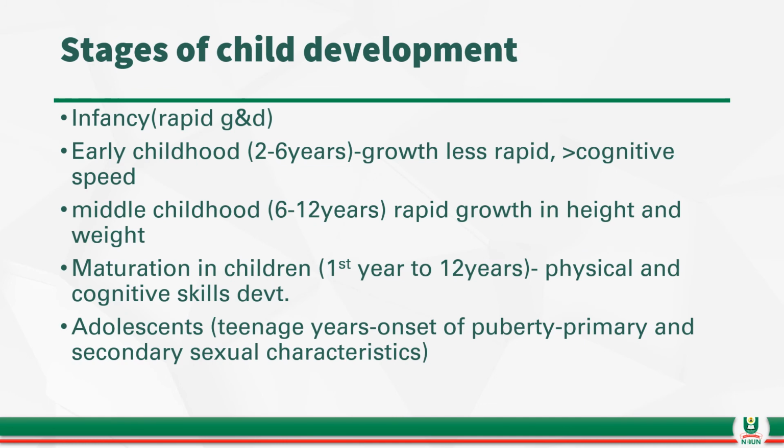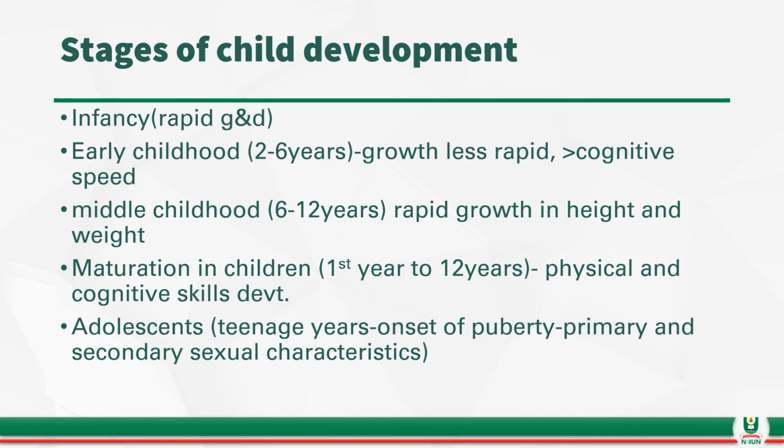So, from aspects of child development, we look at the stages of child development in terms of the age of such a child. A child that is an infant, less than 1 year, will usually grow and develop rapidly at such age. And when the child gets into early childhood, between 2 to 6 years, growth is usually less rapid, but there is increased cognitive development at that age. Then when a child gets to middle childhood, between 6 to 12 years, there is rapid growth in height and weight of such a child.